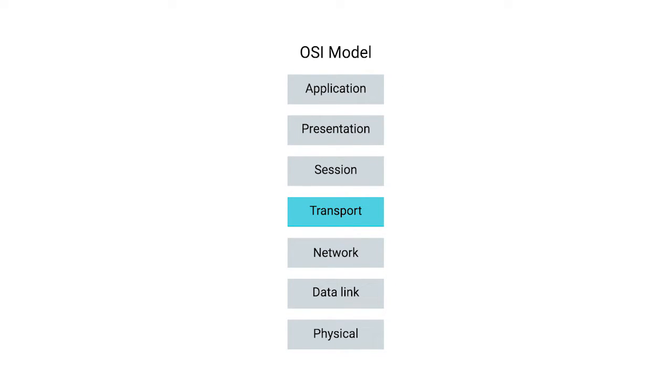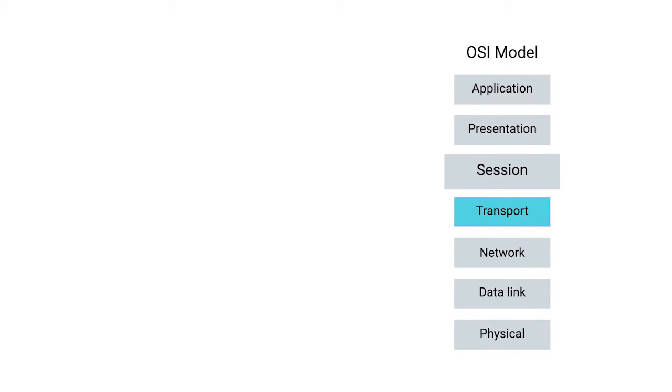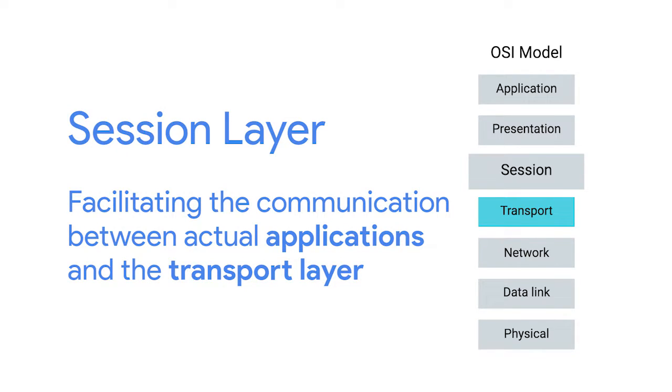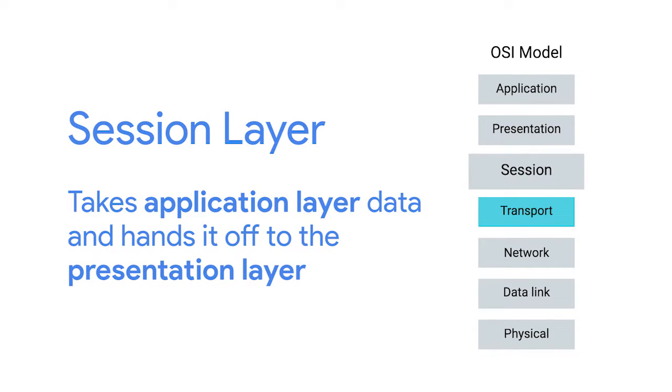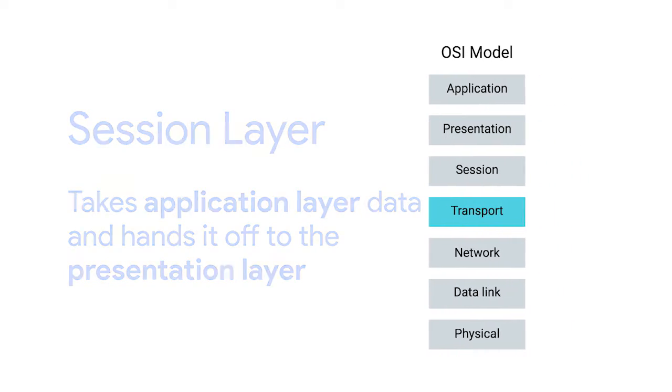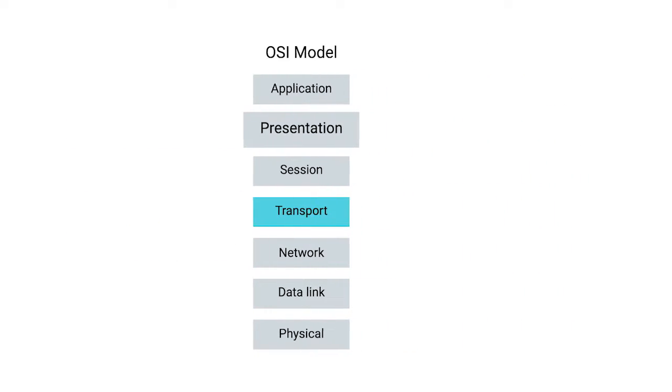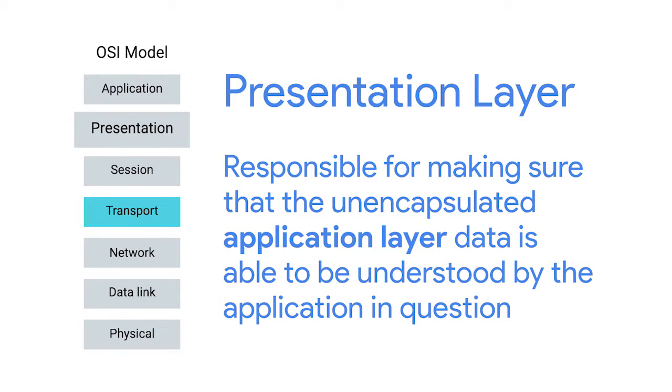The 5th layer in the OSI model is the session layer. The concept of the session layer is that it's responsible for things like facilitating the communication between actual applications and the transport layer. It's the part of the operating system that takes the application layer data that's been unencapsulated from all of the layers below it and hands it off to the next layer in the OSI model, the presentation layer. The presentation layer is responsible for making sure that the unencapsulated application layer data is actually able to be understood by the application in question.